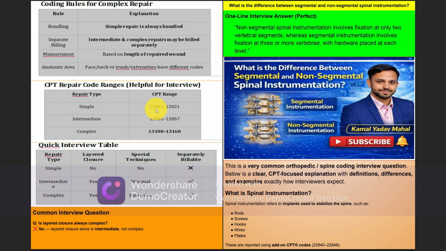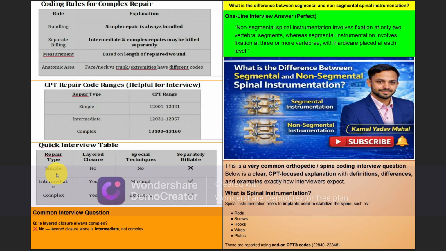Simple: 12001 to 12021. Intermediate repair code ranges: 12031 to 12057. Complex repair: 13100 to 13160. These are the code ranges we should remember.